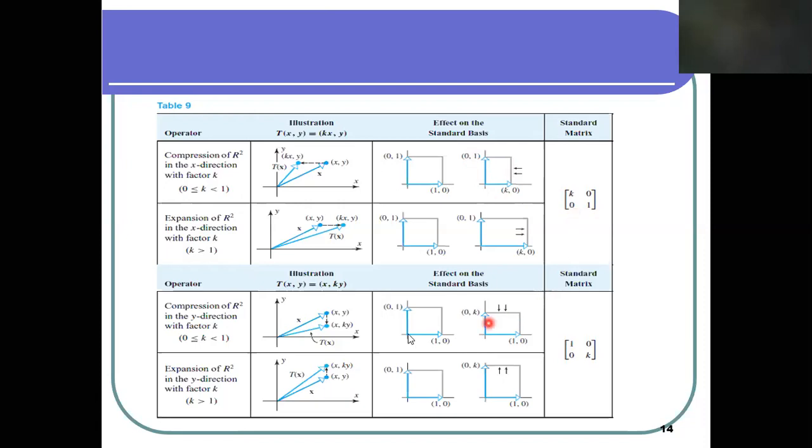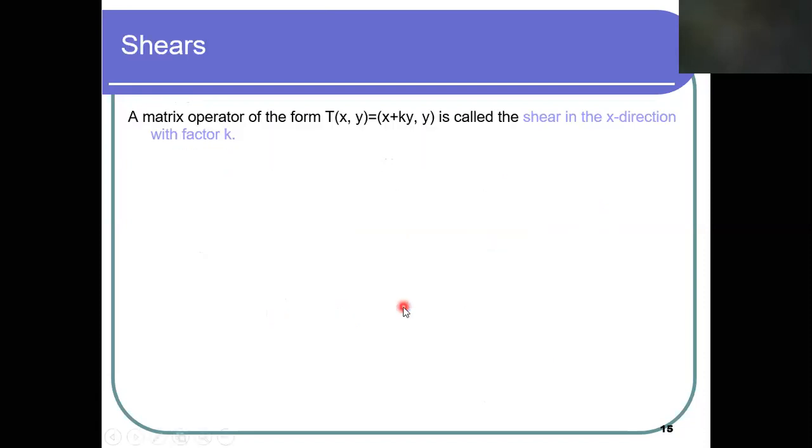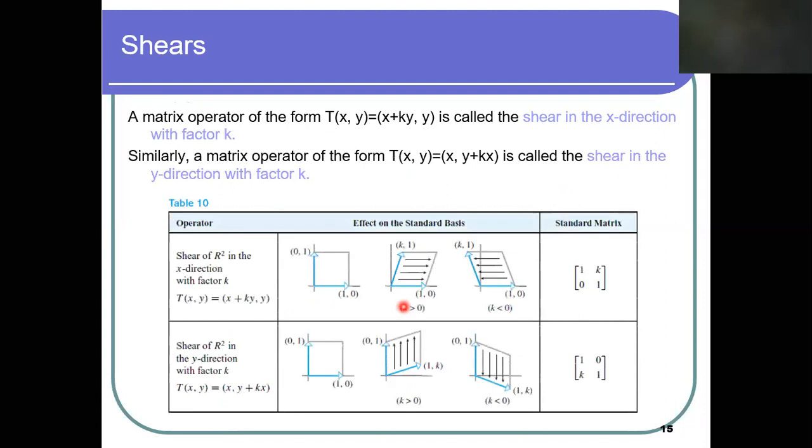So dear students, similarly, you can see the compression along the y direction, expansion along the y direction, and shearing in the x direction; it may also be in the y direction.